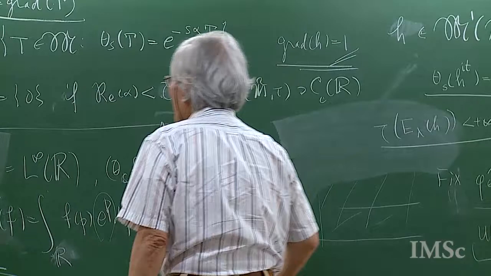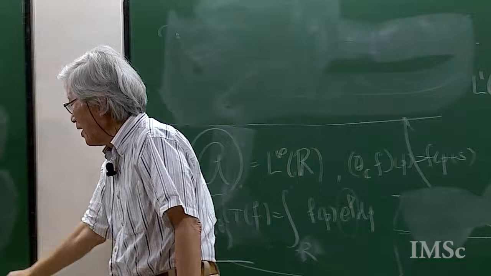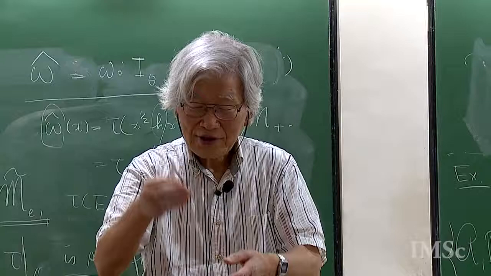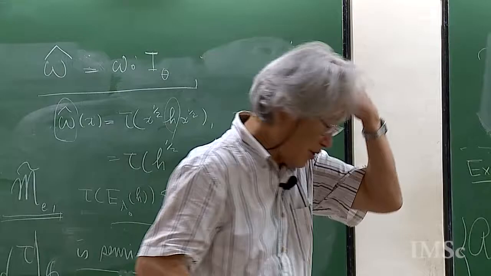All right, now what's going to happen? Of course, this is a one parameter group. The spectrum is real, the spectrum is a real line, and you can integrate by the spectral decomposition of a one parameter group given by the spectral projection on the real line. That much you know. But let's see how it's going.